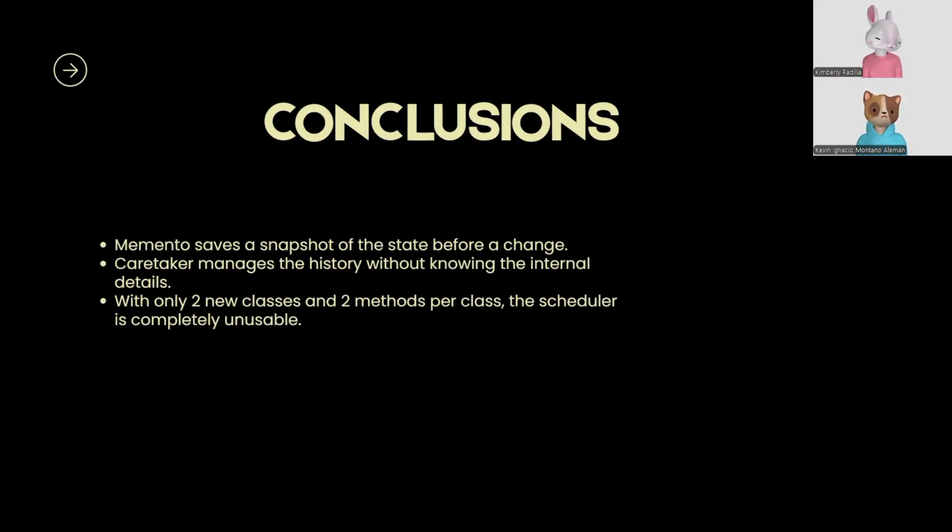Now the conclusions. In summary, the Memento pattern allows us to save a snapshot of the state before a change. The caretaker manages the history without knowing the object's internal details. And in our address book, by adding memento element, change history, createMemento, and restoreMemento, we enable contacts and events to have Control Z-like functionality.